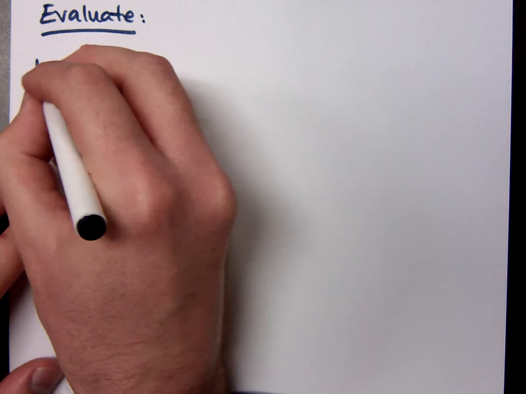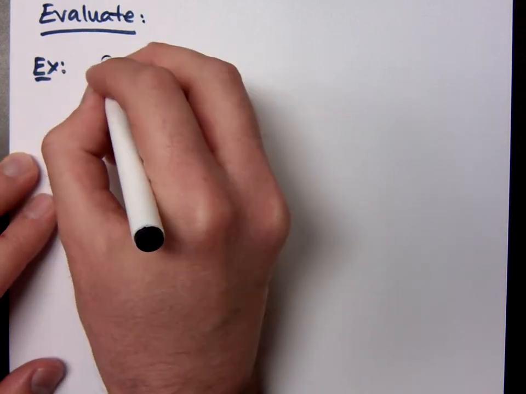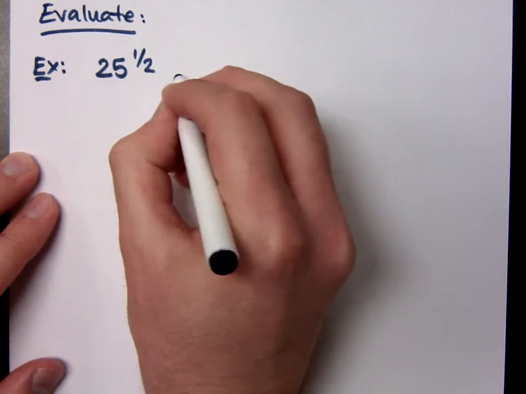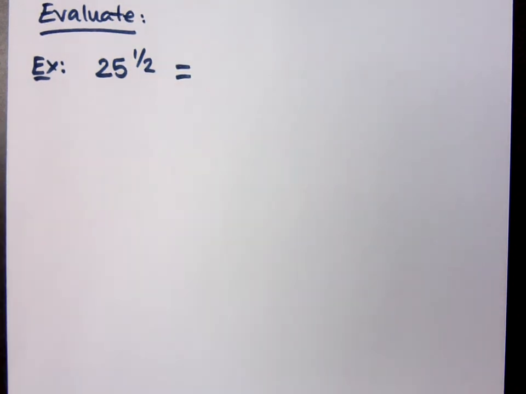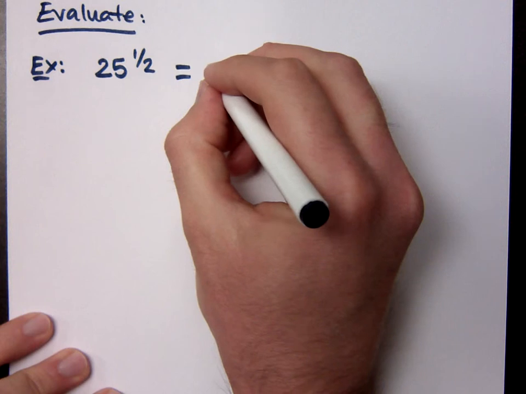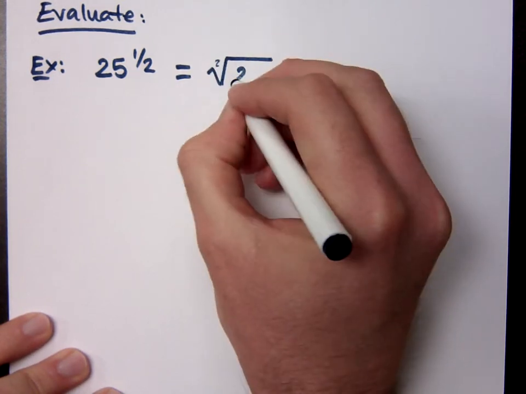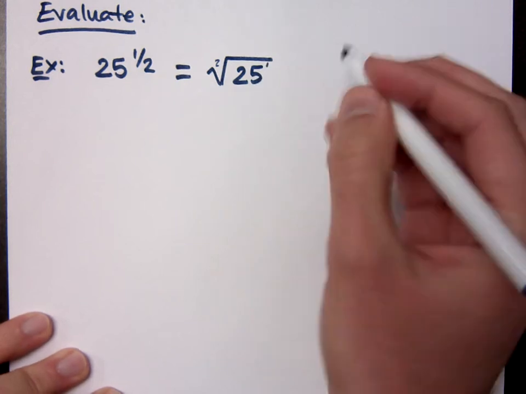Now, if I ask you to evaluate 25 to the 1/2, what does that mean? That means the square root of 25. It's understood to have an index of 2, so it's the square root of 25 to the first, so that's just 5.